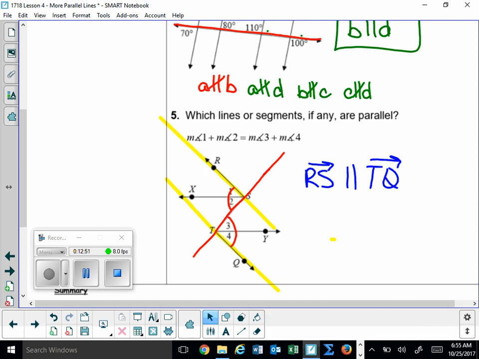Don't be afraid to erase and start over. A lot of times what you first think just doesn't pan out on these more complicated diagrams. Okay, take a minute and write a summary on how to approach the more complicated diagram.